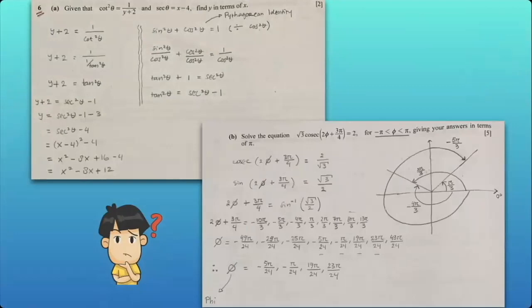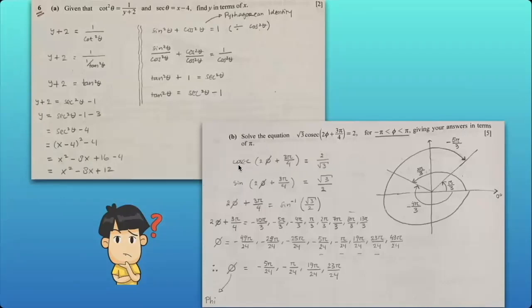Next, part B. Solve the equation root 3 cosecant (2φ + 3π/4) is equal to 2, given this condition. Give your answers in terms of π. We divide both sides by root 3 to get that expression.